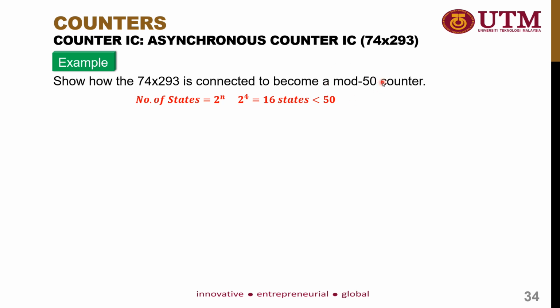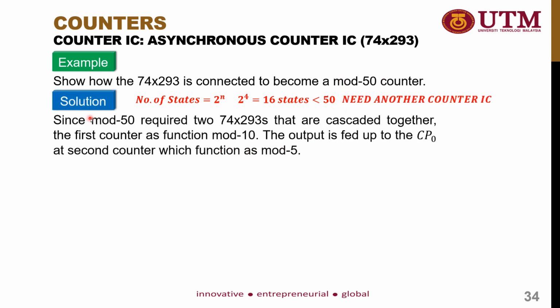So what we can do is that we need to use another 74x293 IC. Okay? So the solution is, since mode 50 requires 2 74x293s that are cascaded together. The first counter functions as mode 10, and the output is fed to CP0 of the second counter, which functions as mode 5.